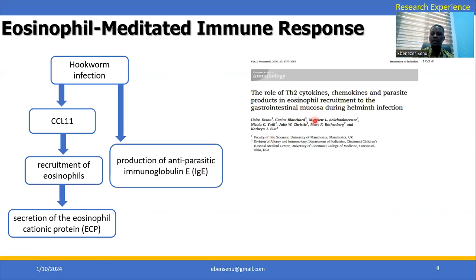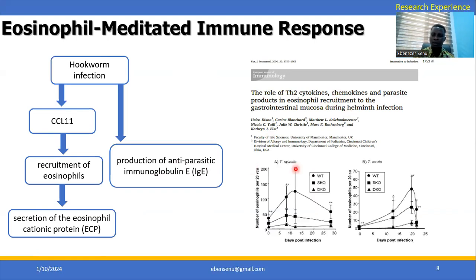Previous studies by Dr. Eta assessed the role of the T2 response and parasite products in eosinophil recruitment during other helminth infection using a mouse model. In their study, they found that in Trichinella spiralis, after 12 days post-infection, eosinophil count declined. Also, they found that in Trichuris muris, after 20 days post-infection, eosinophil levels start to decline.